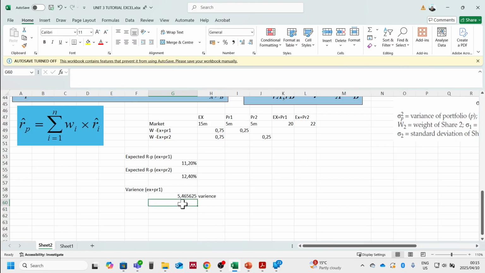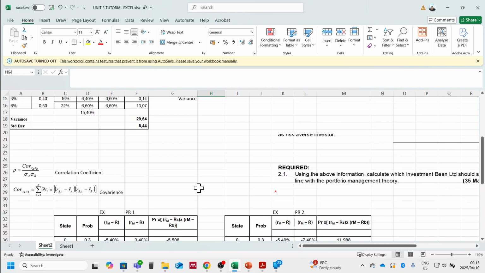And therefore, to actually get the standard deviation, we square root the variance. This then gives us the annual risk of our entire portfolio, being how much? 2.34%. And the variance is 5.4. This is the risk, which is known as the standard deviation. So the risk becomes 2.34% for existing project plus project 1.